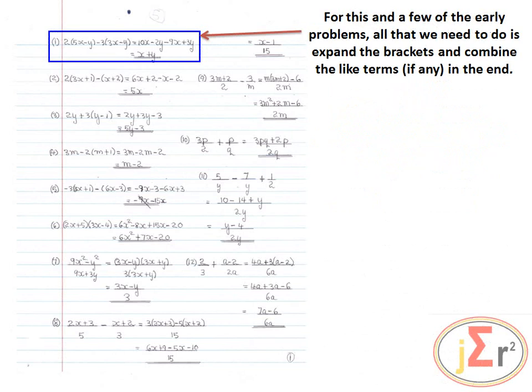Simplifying expressions. For this and a few of the early problems, all that we need to do is expand the brackets and combine the like terms, if any, in the end. There we have the expression. What do we do?